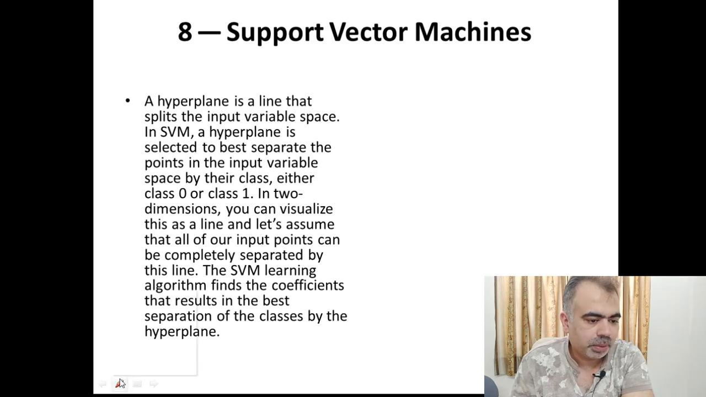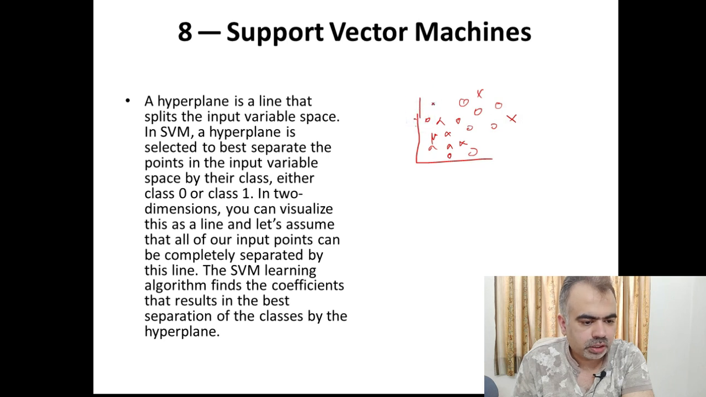Let us suppose in binary we have data like this: crosses and zeros, and you want to segregate them. Some zeros are here also and some crosses are here also. If you want to classify into binary with linear regression or logistic regression, it can be divided like this. But if you want to completely divide it, this kind of division is what we call a hyperplane. A hyperplane is a solid line that splits the input variable space. In SVM, a hyperplane is selected to best separate. I think you understand this. A hyperplane separates the two things very clearly from each other.